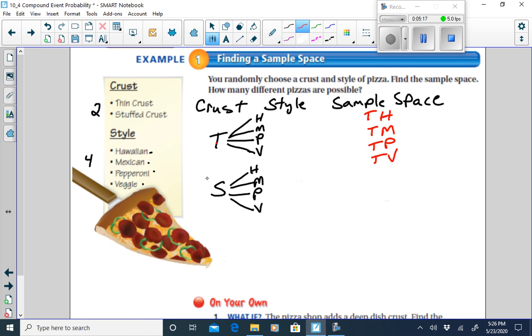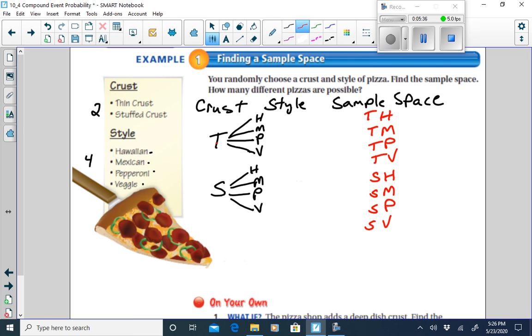If I have a stuffed crust, I could have a stuffed crust Hawaiian. So that's going to be an S with an H. S with an M, stuffed crust Mexican. S with a P and an S with a V. So here's my sample space of my 1, 2, 3, 4, 5, 6, 7, 8.